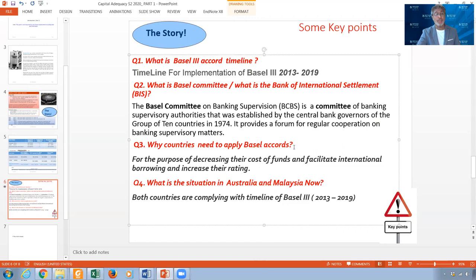Why do countries need to apply Basel? You can't choose not to apply. The problem is, if you have any international transactions or connections, your cost of capital will be higher. Your rating by those rating agencies will be lower if you are not complying with the Basel Accord. So at the end of the day, you have to comply. What is the situation in Australia and Malaysia? Both countries are complying with Basel, and they have applied it, and they think this applies to most countries around us and to the developing economies.